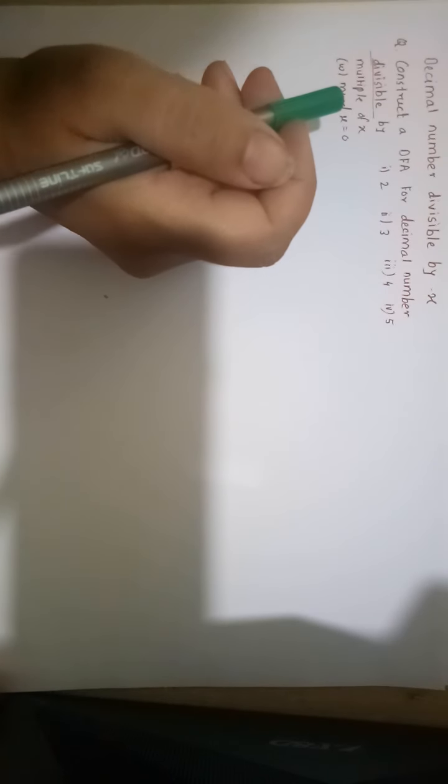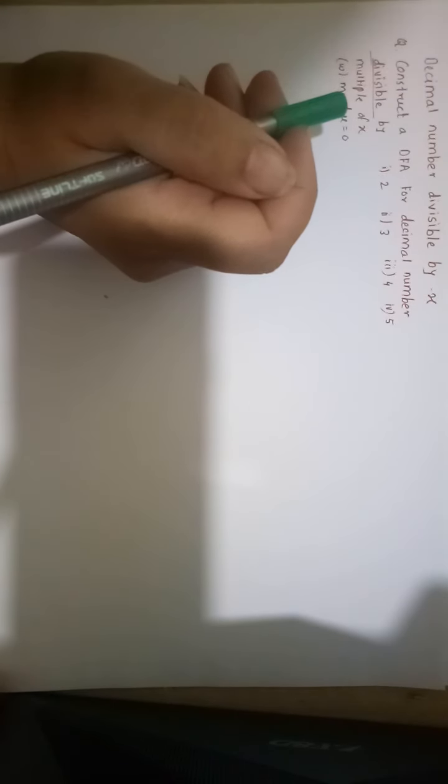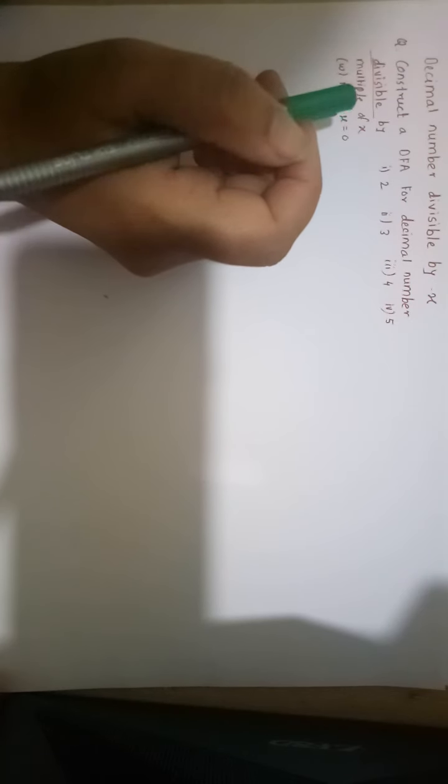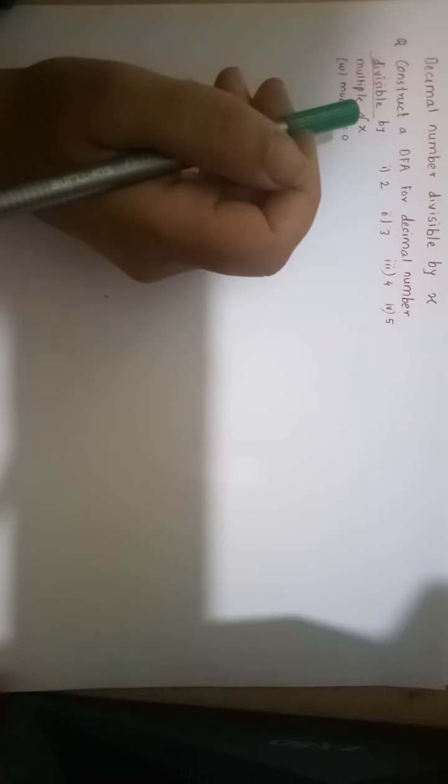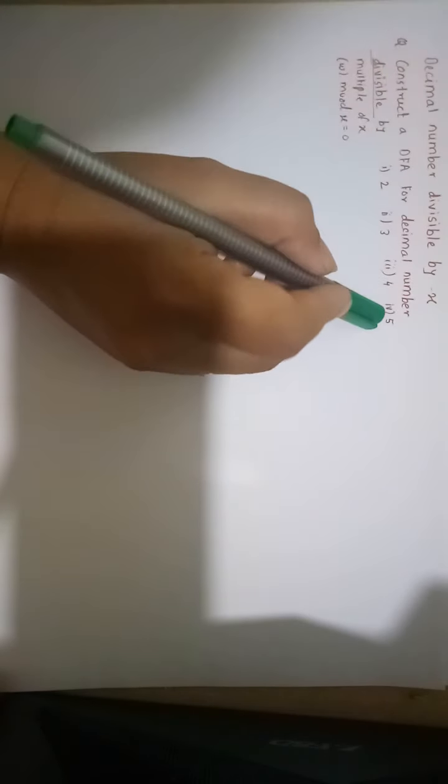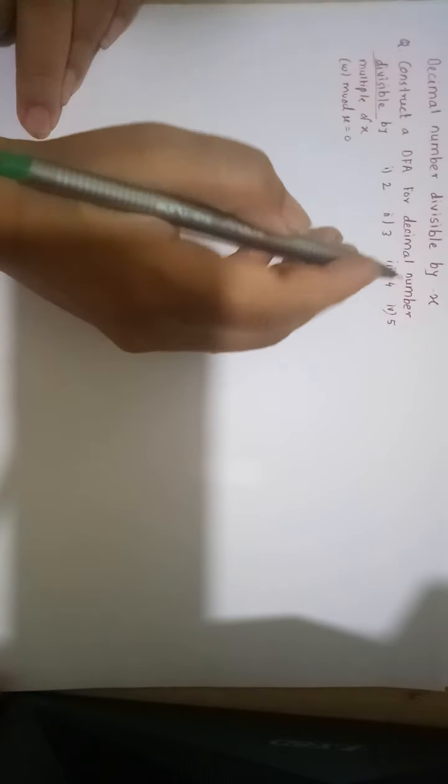Example: a decimal number is divisible by x. For example, construct a DFA for a decimal number divisible by 2. Sometimes they ask divisible by 3, divisible by 4, divisible by 5, or they ask for a multiple of x or mod of x. Now the first most important point is the decimal number.